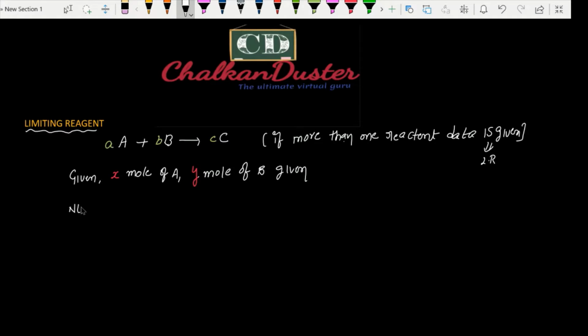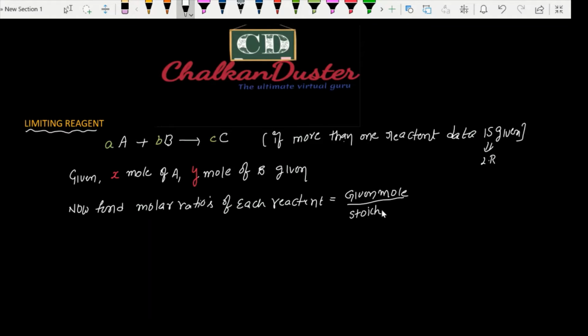Now find the molar ratios of each reactant. What is this molar ratio? The meaning of molar ratio is the given moles of reactant divided by the stoichiometric mole. Here the given moles is x, and the stoichiometric mole is a.